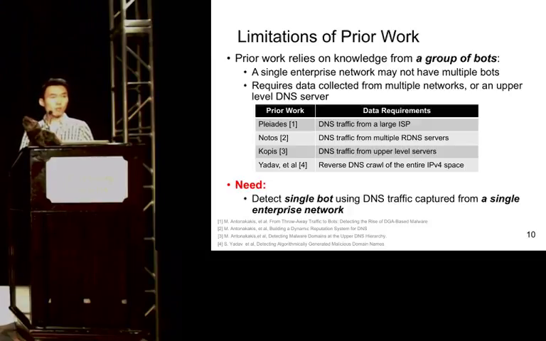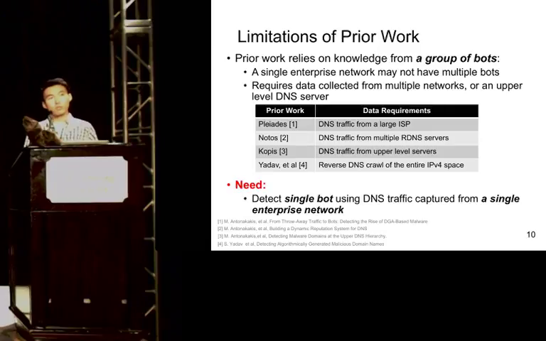But because they require multiple bots, they have to collect DNS traffic from multiple networks, because in a single network there may be only one or two bots. So there are some privacy issues in sharing DNS traffic between multiple networks, or they can use some upper-level DNS traffic like TLD traffic, but this traffic is very hard for most network administrators to access.